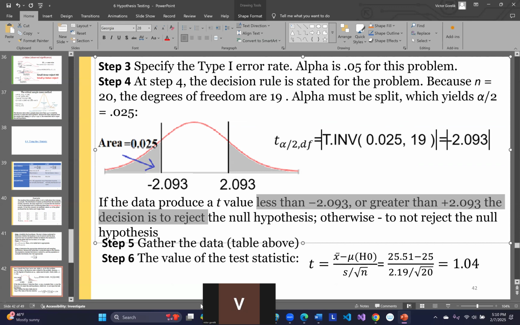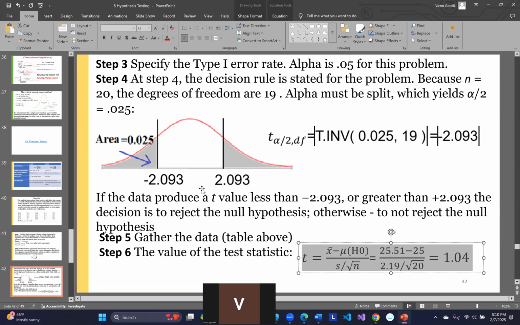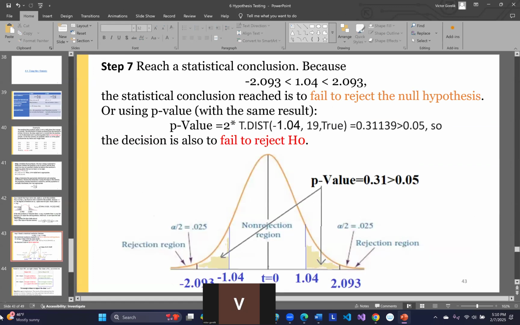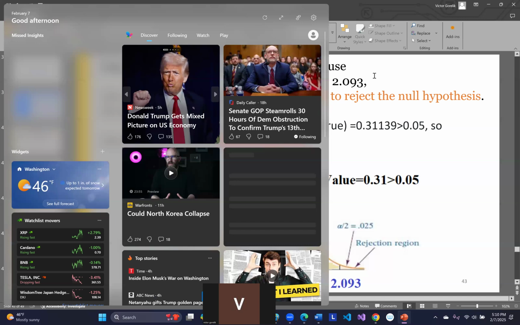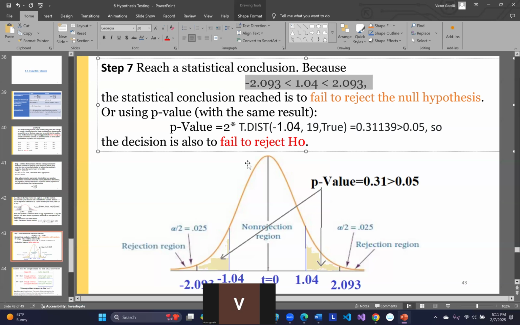Step 5. Gather the data. The mean of the sample is 25.51. The standard deviation is 2.19. Step 6. The value of the test statistic. 25.51 minus 25 over s over square root of 20 equals 1.04. Step 7. Reach a statistical conclusion. Because 1.04 falls into the non-rejection region plus or minus 2.093, we fail to reject H null.